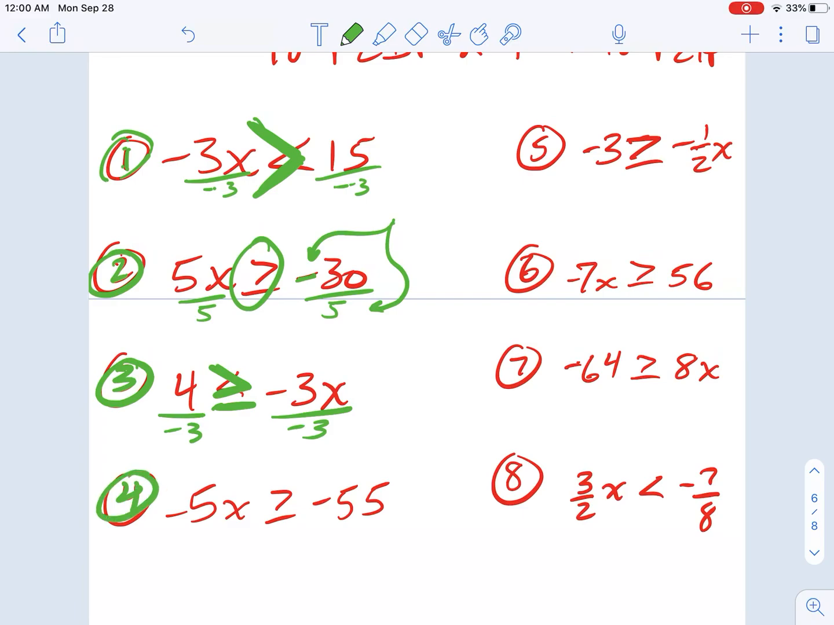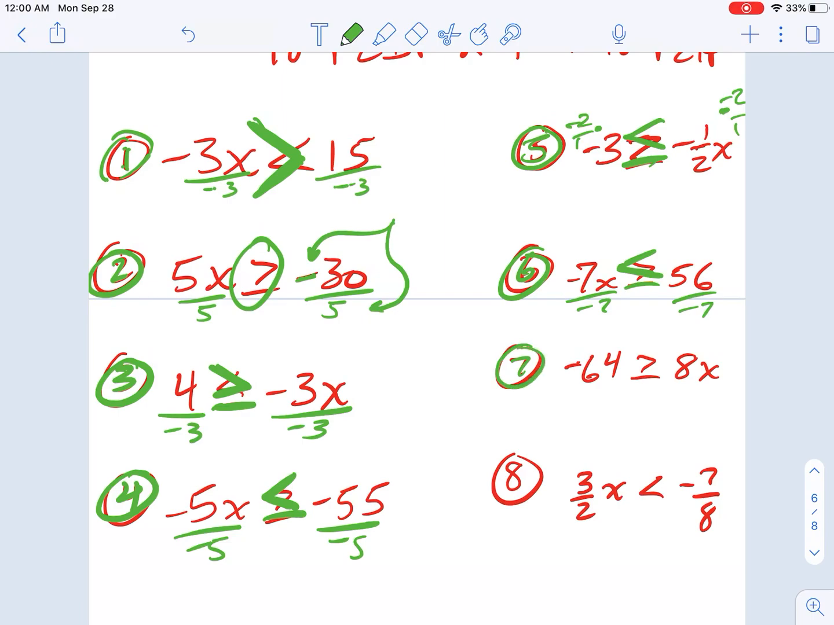Number 4, yes, you will flip the sign because you're dividing by a negative. Number 5, will you flip it? Yes, you are going to multiply by a -2. So yes, you will flip that sign. Number 6, you are dividing by a -7, so you will flip it. Number 7, here's a -64. I'm going to divide both sides by 8. Keep it the same, because I divided by a positive.